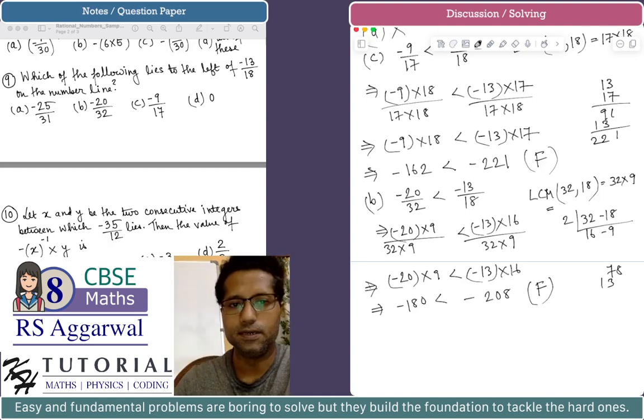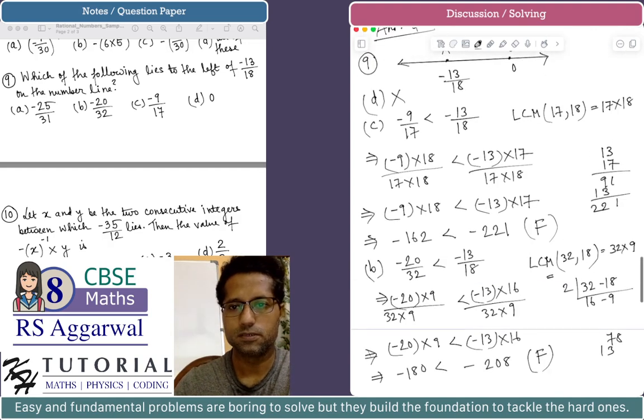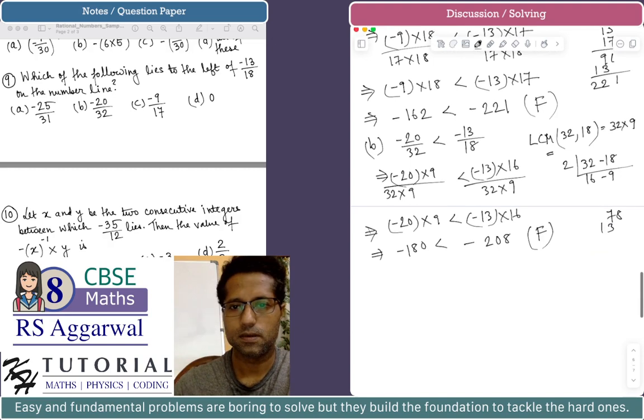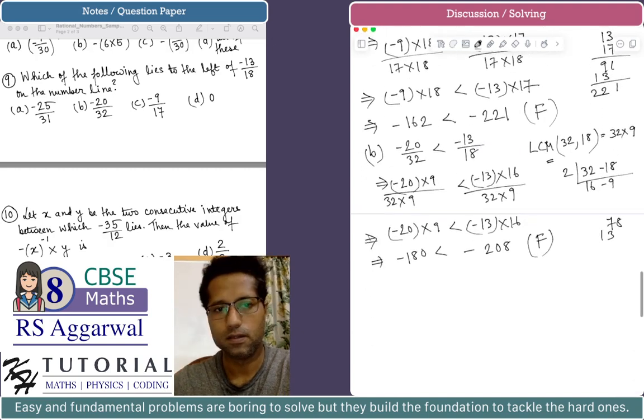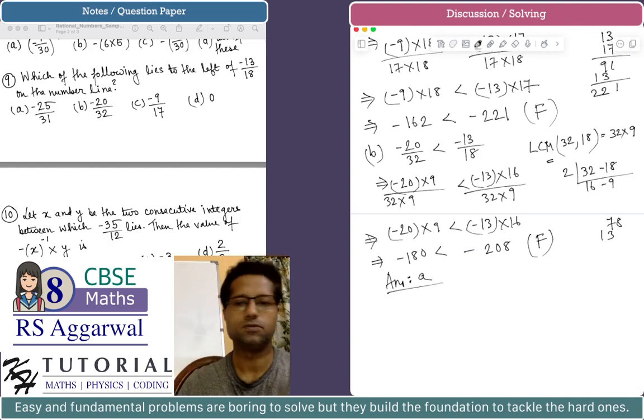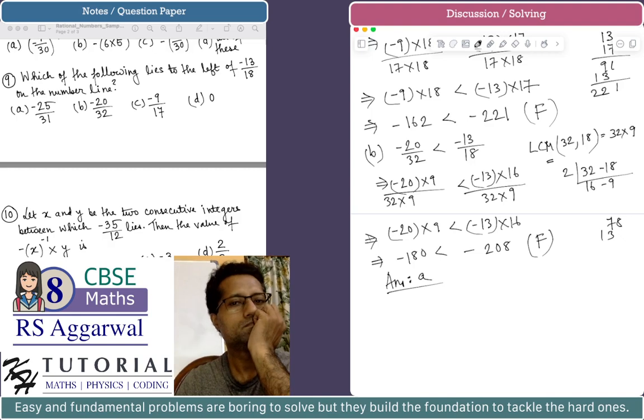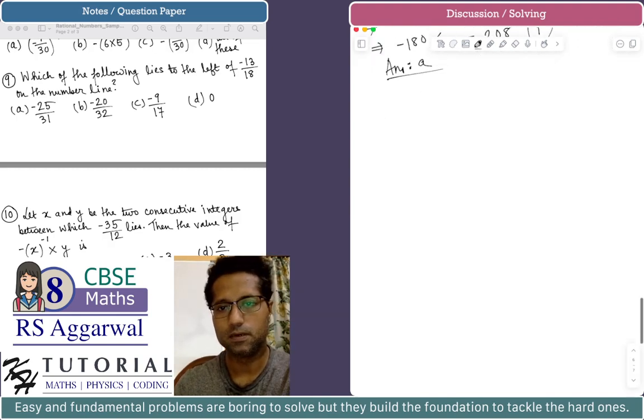So D is false, C is false, and B is false. So definitely the correct choice has to be A. Okay, let's do problem number 10.